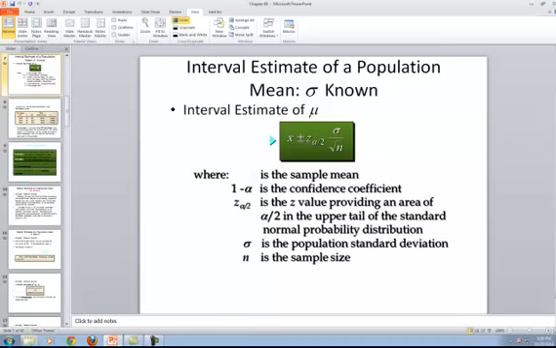Please take a minute to consider the equation. As you will see, it looks familiar, doesn't it? Remember the equation z equals x minus the mean divided by the standard deviation of the variable? This is basically the same equation rearranged. And please also note that sigma over square root of n is similar to the standard deviation of the sample mean, which we discussed in chapter 7.